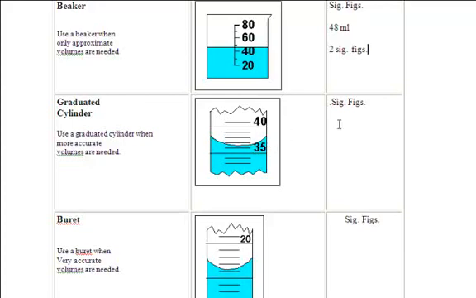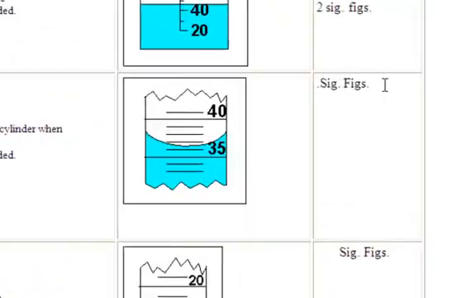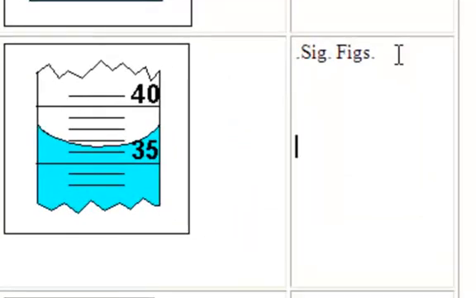You're going to use this device when you want a more accurate measurement. What would we record for the volume of this fluid in the graduated cylinder? Well, it's between 35 and 40. How many little sections do we have here? We have 1, 2, 3, 4, 5 sections. Between 35 and 40, each one must be a milliliter mark. Well, it's a little above 36.